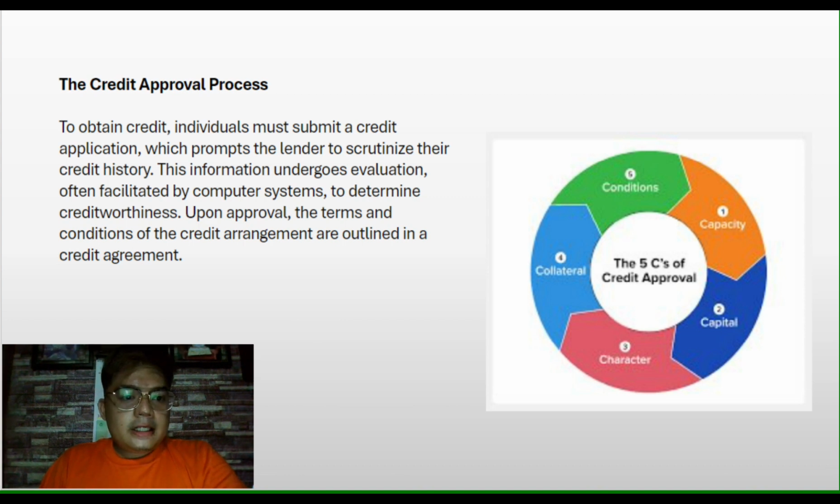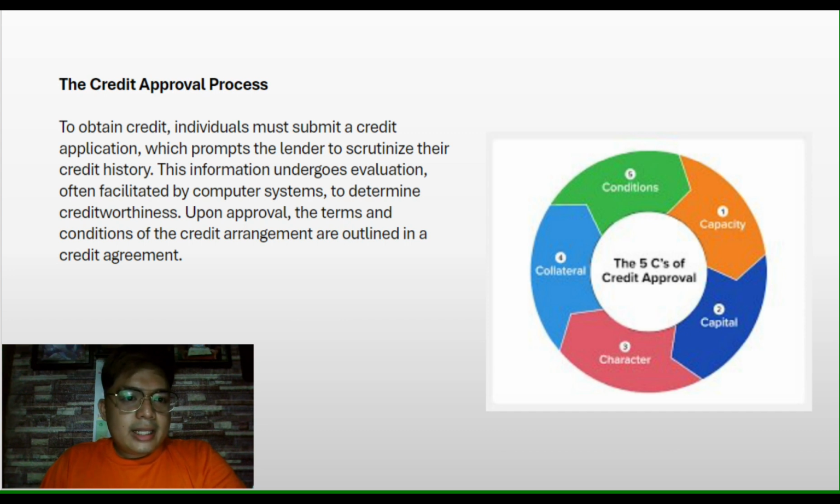Third is the character. Character refers to the borrower's credit history and repayment behavior. Lenders assess whether the individual has a history of making timely payments on debt and honoring credit agreements. A positive credit history demonstrates reliability and responsibility in managing credit.